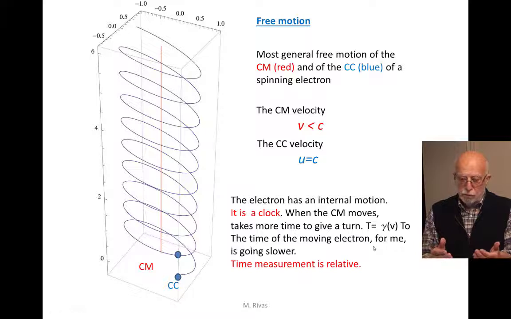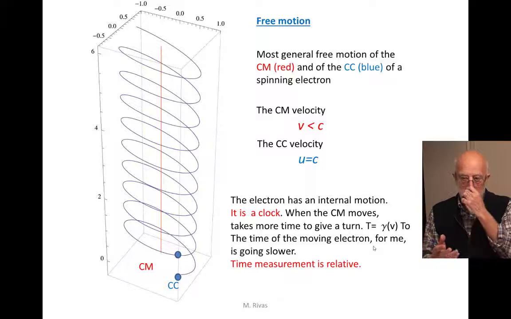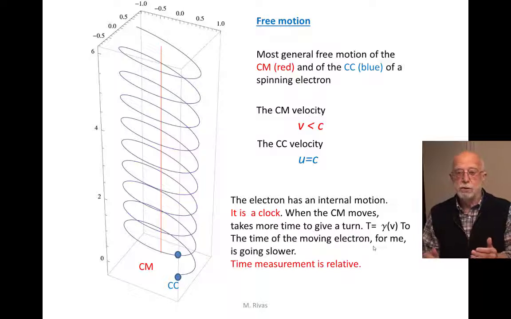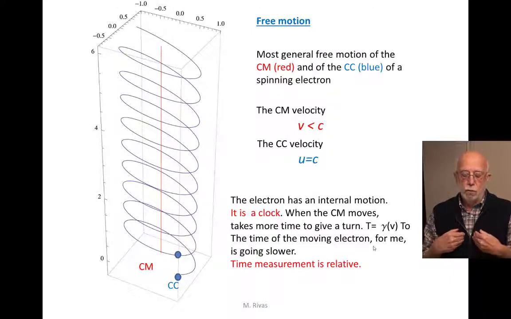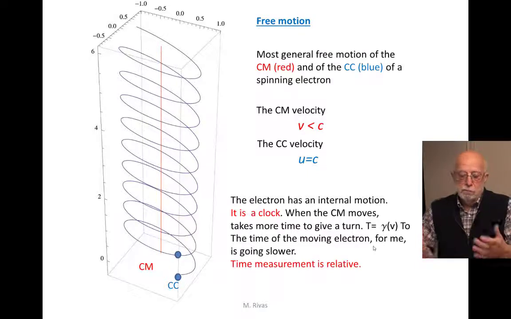If I see the electron moving, its local clock is moving slower. Then, if I see some inertial observer moving with respect to myself with a certain velocity, all its electrons, all its local clocks are moving slower than my own clocks. What I see is a kind of slow motion of all electrons associated to any other inertial observer. So any time measurement, if it is performed with these local clocks, is of course relative to every inertial observer. So time is relative.